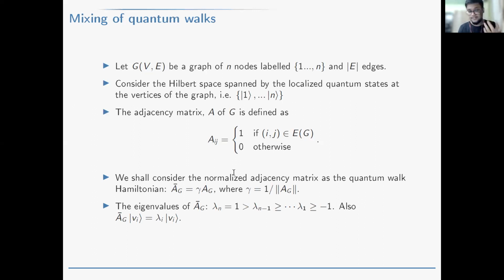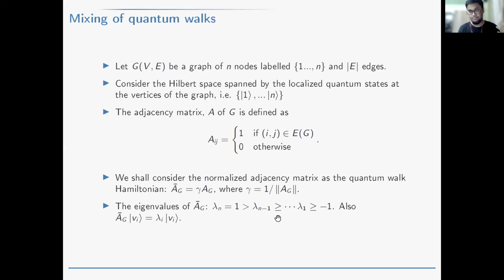So we'll consider that our Hamiltonian is a normalized adjacency matrix of this graph. If AG is the adjacency matrix of the graph, then our Hamiltonian is just going to be 1 over the spectral norm times AG. So in that sense, the eigenvalues of AG are now between -1 and 1. This was done in a way to have an analogy with the classical case.